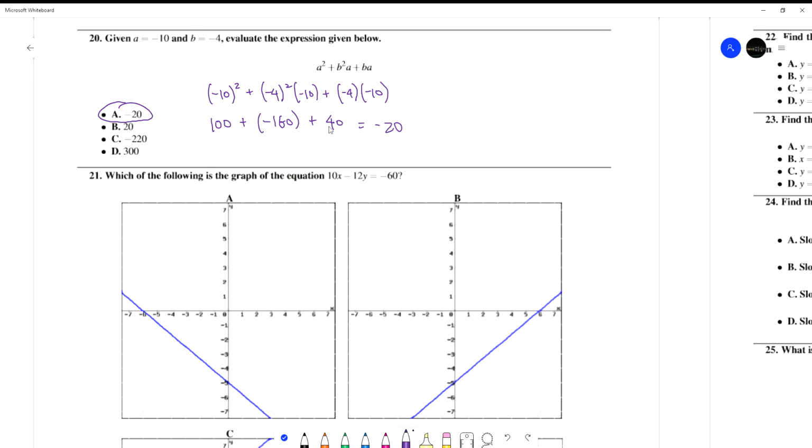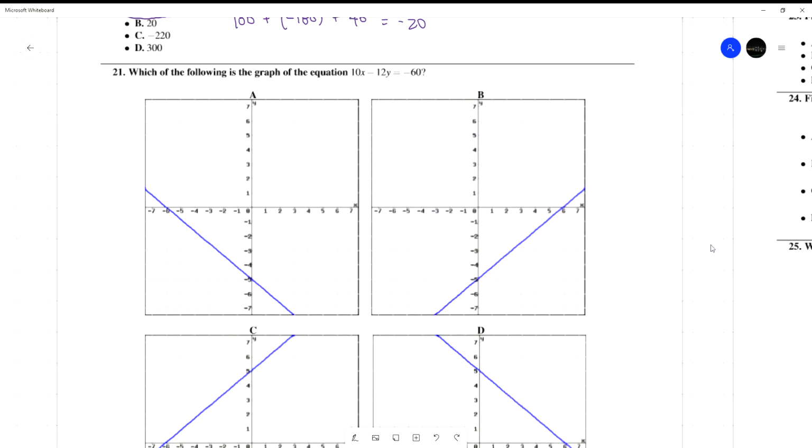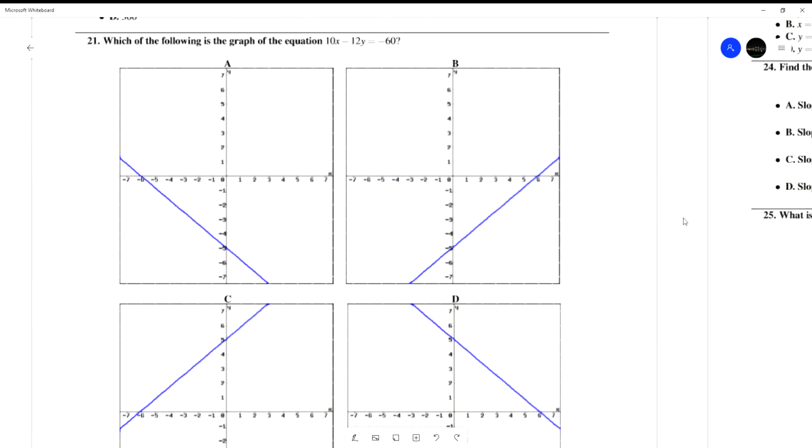You could just type that into the calculator as well, but make sure you do use parentheses. Otherwise, the calculator is going to follow the order of operations. So however you type it in, it's going to do that correctly. So if you don't put parentheses, you'll get the wrong answer.